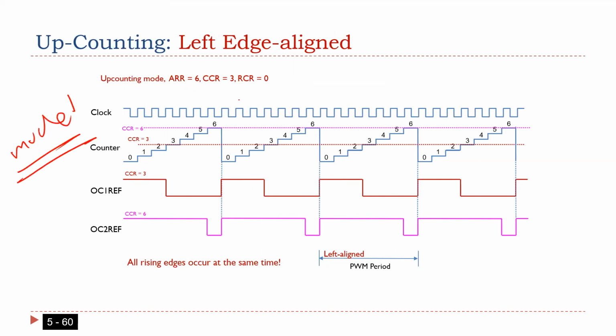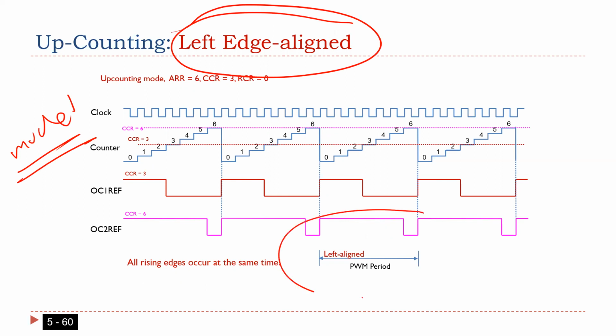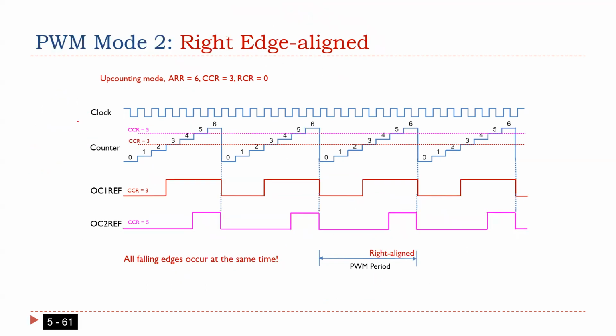So if you use mode 1, we call it a left edge aligned signal. Listen to me, nothing is new. I want to give you three definitions now. The first definition is that mode 1 is called left edge aligned. Why? Because, as you see here, the signal you are going to generate is left aligned. If you use mode 2, so here I am using mode 2, the signal becomes right aligned, as you see here.